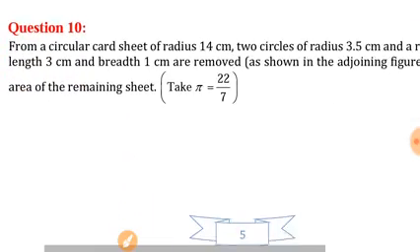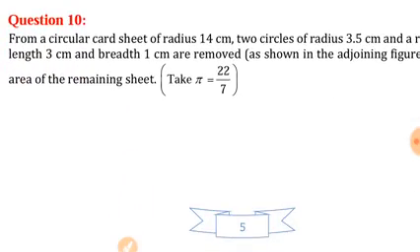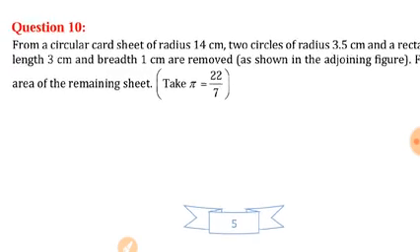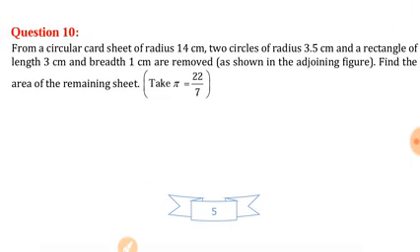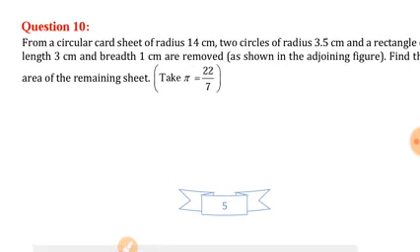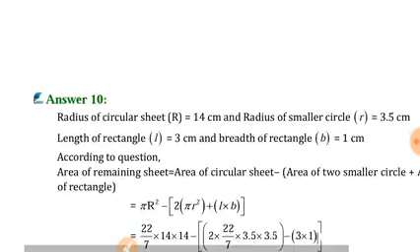Then question number 10. From the circular card sheet of radius 14 cm, two circles of radius 3.5 cm and a rectangle of length 3 cm and breadth 1 cm are removed, as shown in the adjoining figure. Find the area of the remaining sheet.